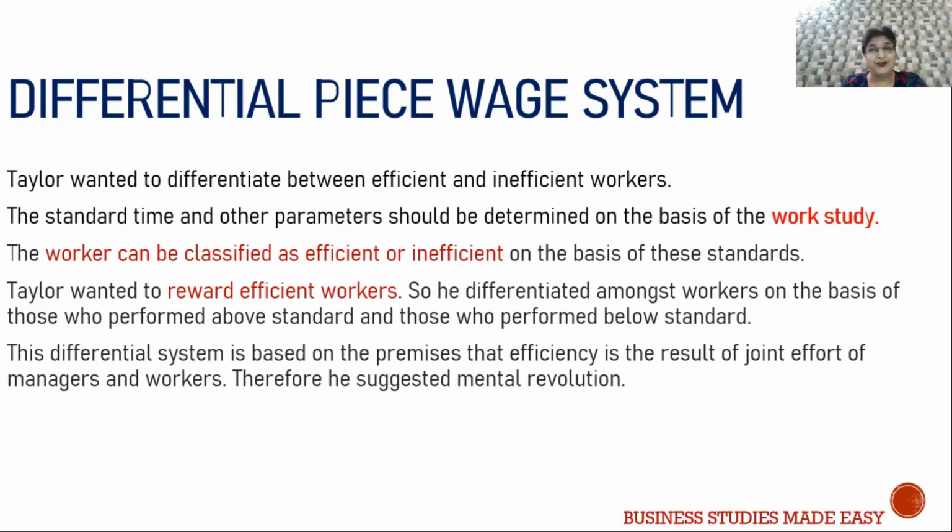And let me tell you, the workers did not like it. And he was wanting to reward the efficient workers. He said, somebody is efficient, give him more. Don't pay him 20 rupees for those 5 units extra he's made. Pay him 30 rupees. So that differential piece rate system is to be followed. And this, he says, will increase the efficiency. And he also said that it is actually the joint effort. Whatever is being produced is a joint effort between workers and managers. So therefore, he suggested mental revolution here also. He suggested mental revolution that both workers and the managers should change their attitude towards each other. So these are the techniques of scientific management.